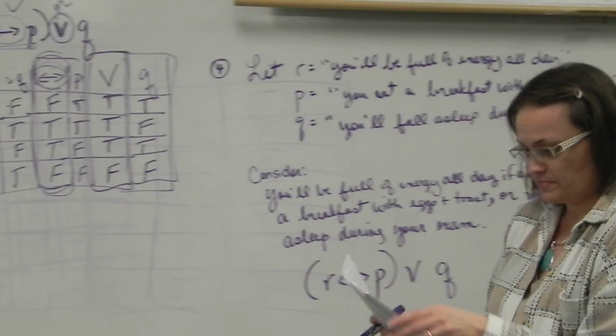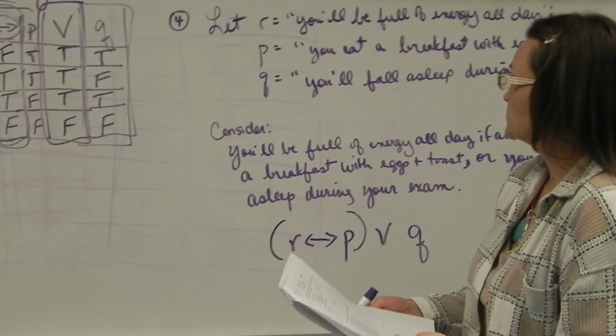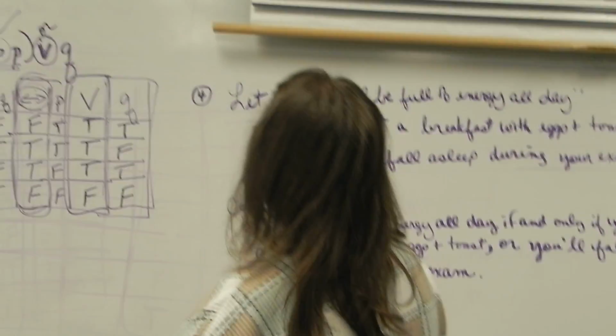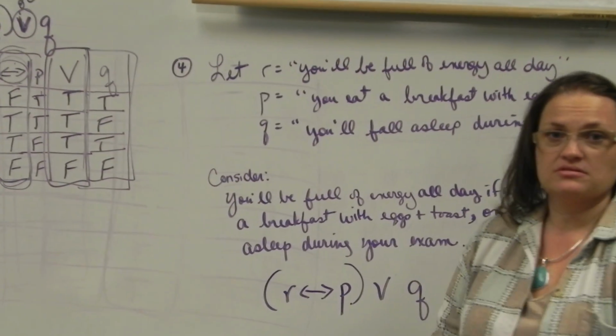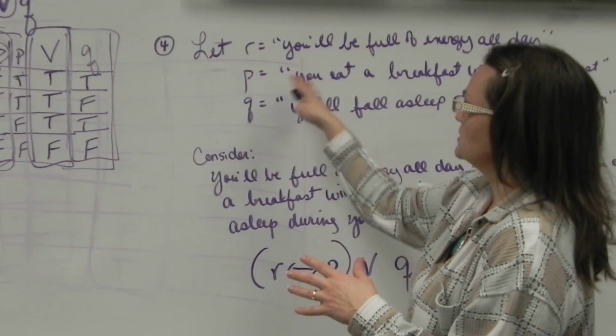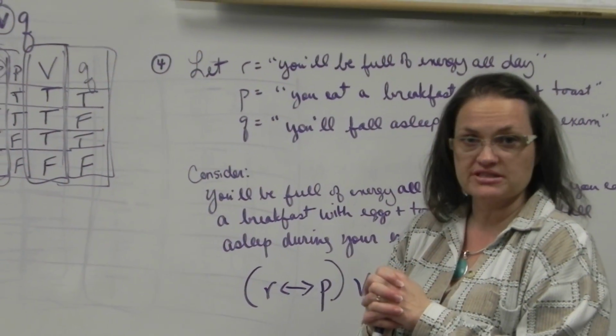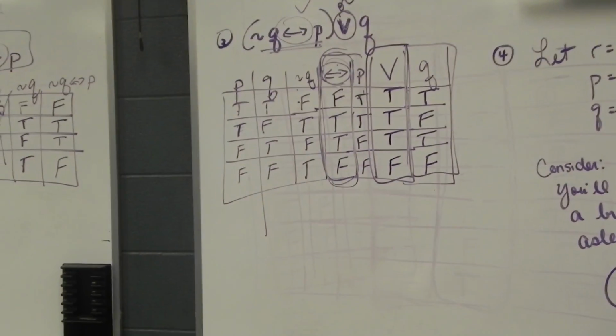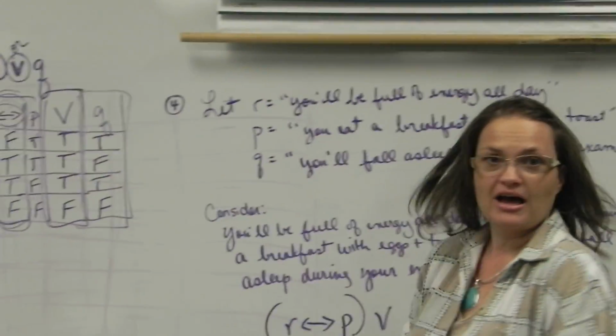Okay, number 4. Your last one, right? Number 4, now we have 3 statements. Remember, a simple statement is just one thought, so we have 3 different thoughts, basically 3 different statements, and then we put them into a compound.